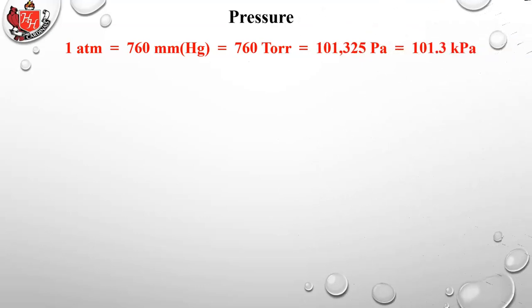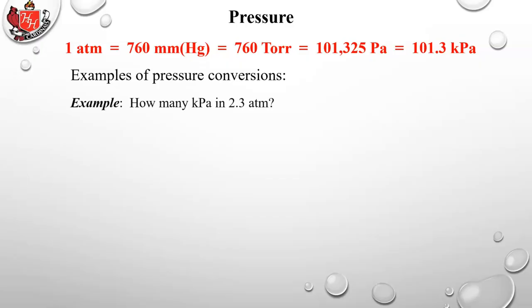So here are some examples. There you see the equivalencies. They're all one big equivalency. How many kilopascals in 2.3 atmospheres? So we start with 2.3 atmospheres. We see the conversion up above between atmospheres and kilopascals is 1 atmosphere equals 101.3 kilopascals. We can ignore the other 3. We don't care about them. And if you do the math, atmospheres cancels, and you end up with 233 kilopascals.